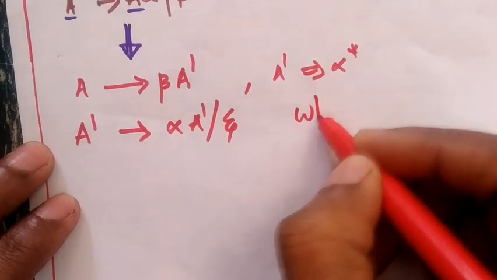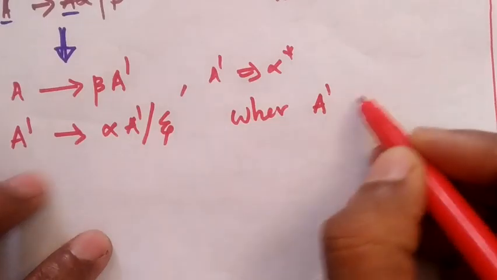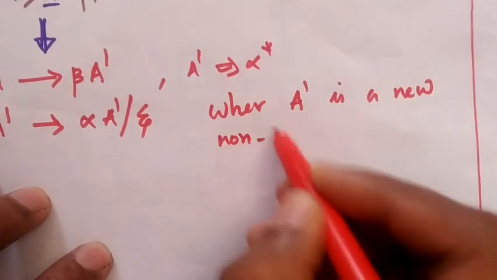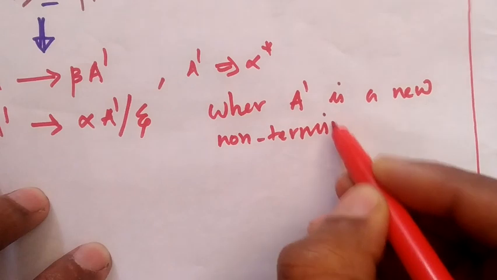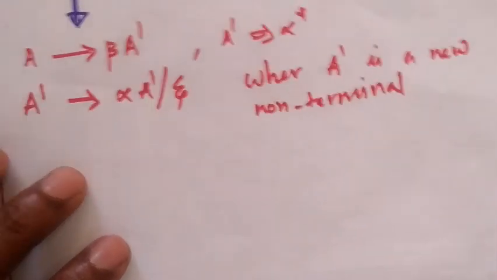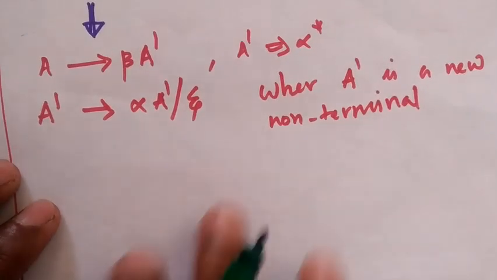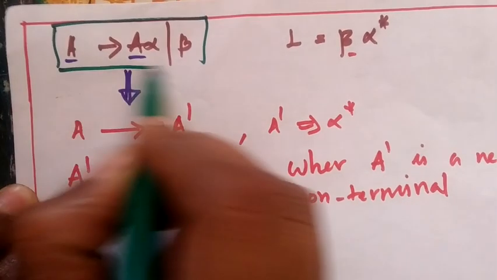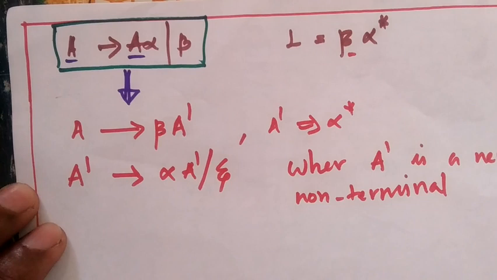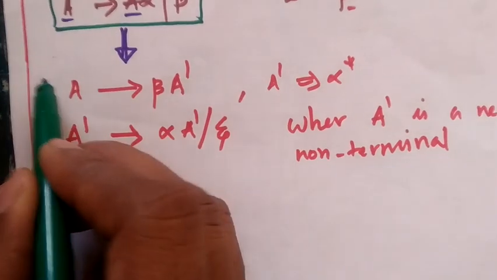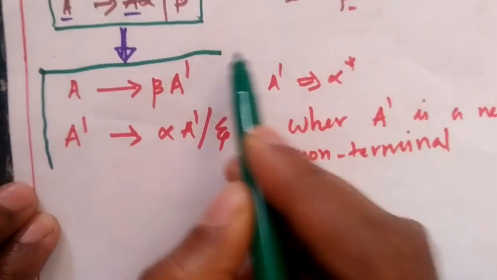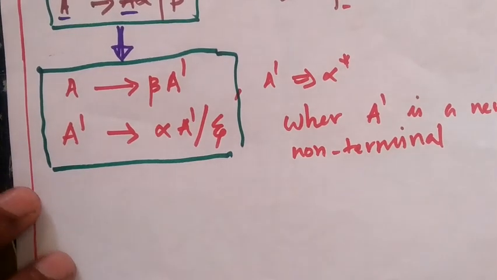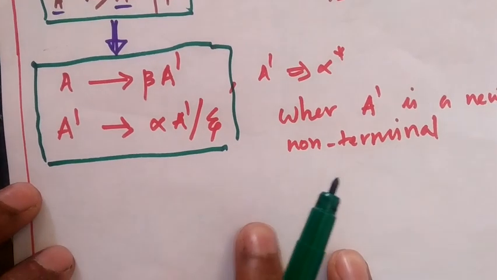And what is A dash? A dash is a new non-terminal. So you can see that this is the production having the property of immediate left recursion, and that is replaced by using these three productions, like the way you can remove immediate left recursion.